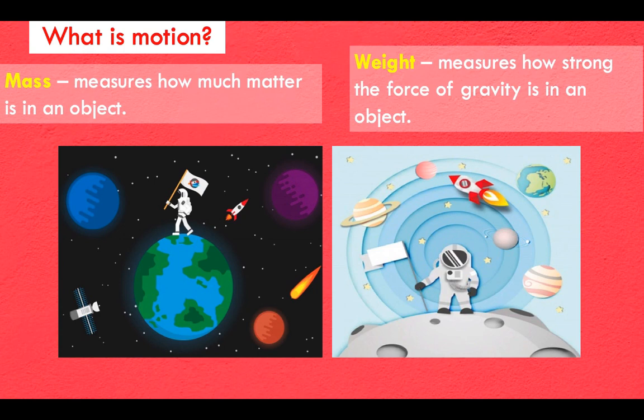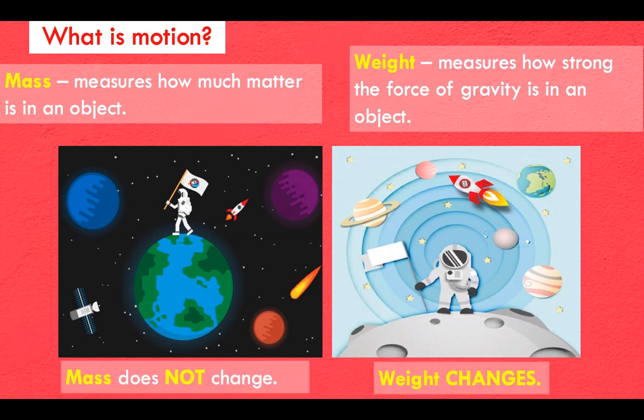For example, an astronaut lives on Earth with a weight of 48 kilos. But when he reaches the moon, his weight changes to 8 kilos. This is because the gravity of the moon is lesser than that of the Earth, since it is smaller in size compared to our planet. But the astronaut's mass will stay the same in any place. This only shows that mass does not change wherever you go, but weight changes. Remember, mass does not change while weight changes.